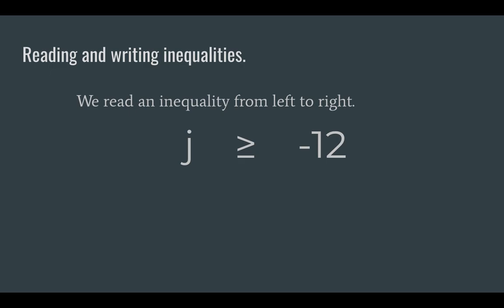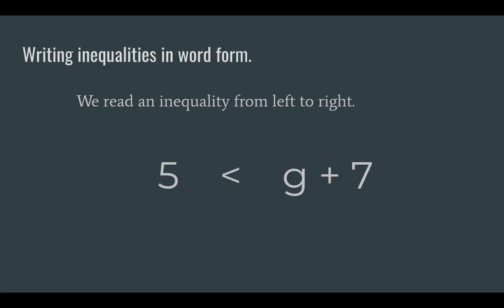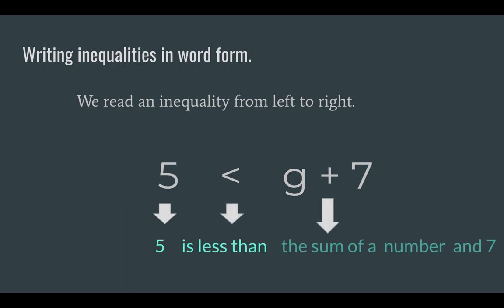This is a reminder on how to read inequalities. We read this inequality from left to right. So J, or a number J, is greater than or equal to negative 12. We would read this inequality again from left to right. 5 is less than the sum of a number G and 7. Or you could say G plus 7. There are many ways to say that expression.